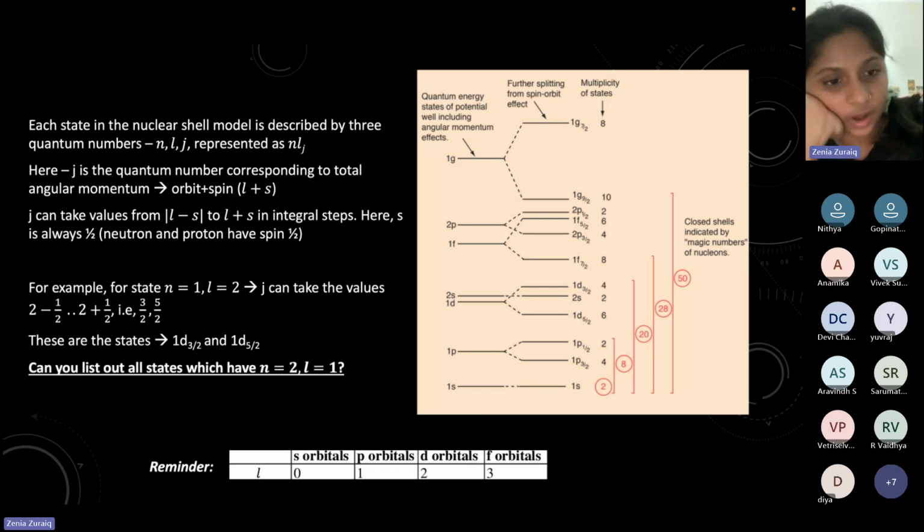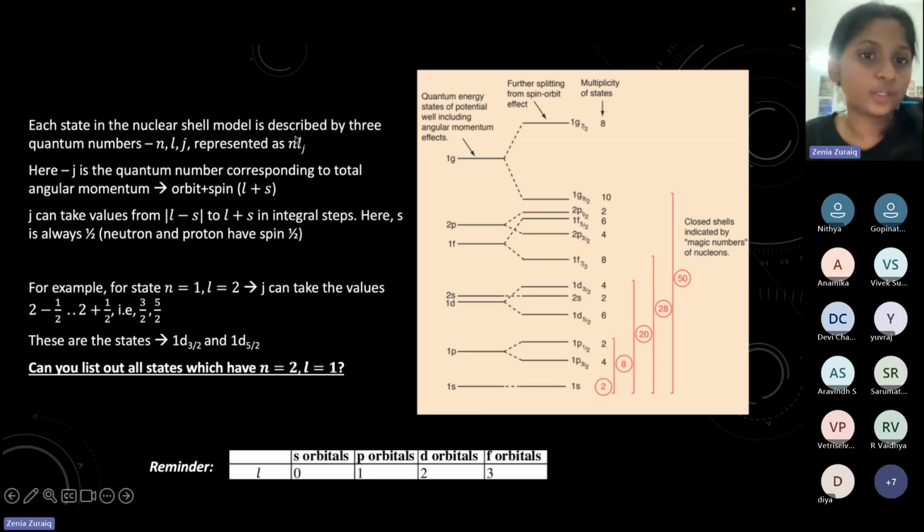Okay, 1 half and 3 half, but that is not what I asked. I didn't ask you for the J value. I asked you for the state. So 1 half and 3 half is correct, but I want the state. So write it in this NLJ format, not formula.